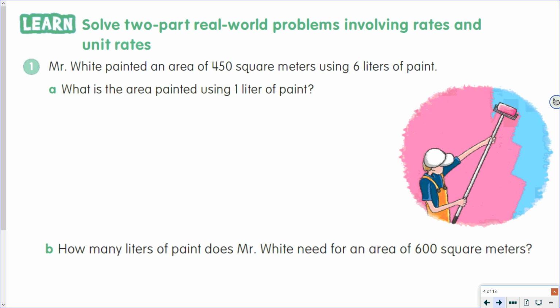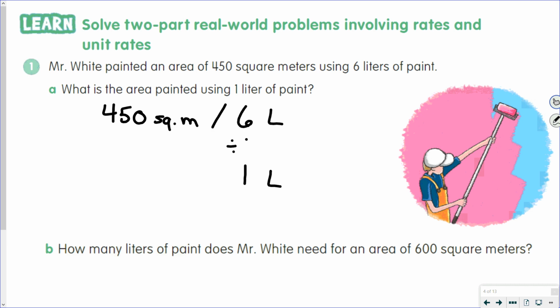All right, in our next situation here, we have Mr. White, who painted an area of 450 square meters using 6 liters of paint. So we want to know the area painted using 1 liter of paint. So we have 450 square meters, and we've used 6 liters. So we want to get to 1 liter of paint. Well, to get from 6 to 1, we have to divide by 6, which means we're going to divide the 450 by 6. And again, if you have to do your division off to the side, that's okay to do.